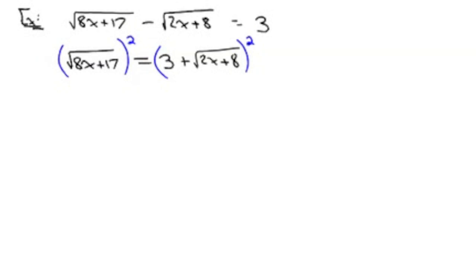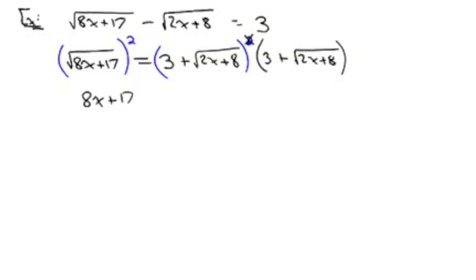All right, so you square 8x plus 17. What do you get? Well, the square root of 8x plus 17 squared is 8x plus 17. That's a nice side. The other side I might want to write out, so I'm going to remove the square and write it twice. So this is 3 plus the square root of 2x plus 8, so I can see what's going on on a step-by-step basis.